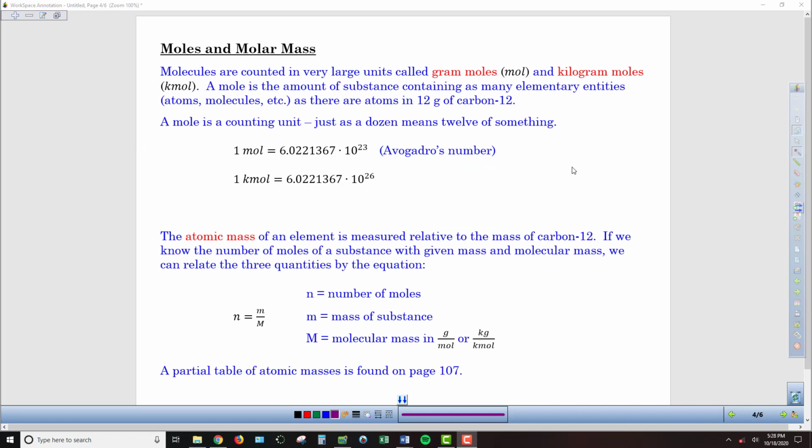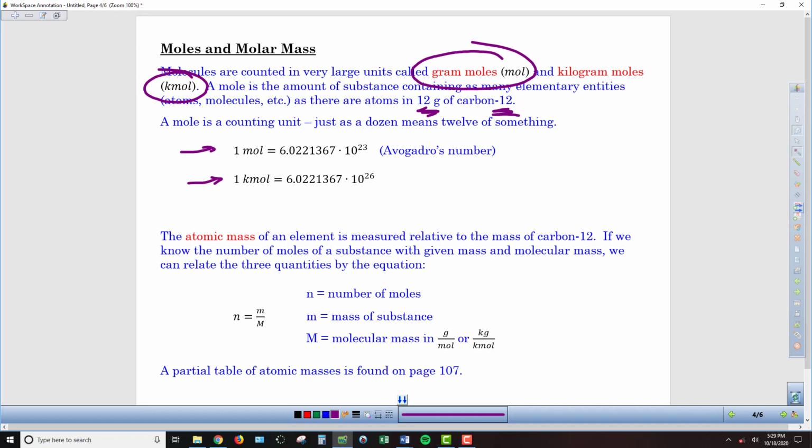So from our chemistry days, recall that molecules are counted in large units called either gram moles, abbreviated with the MOL, or kilogram moles, so kilomoles, KMOL. And so a mole is the amount of substance containing as many elementary entities, atoms, molecules, etc., as are atoms in 12 grams of carbon-12. So that's the basis of that measurement called a mole. And so that number hopefully rings a bell for us here. So 6.022, etc., times 10 to the 23rd for a mole. Or if we're talking about a kilomole, we're just going to increase that by an extra factor of 1,000, so an extra times 10 to the third.